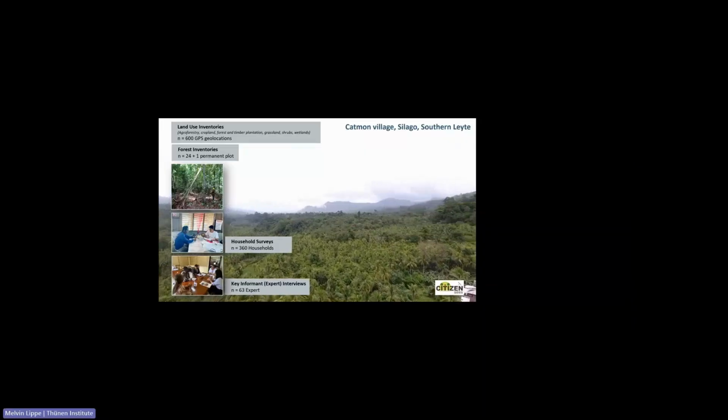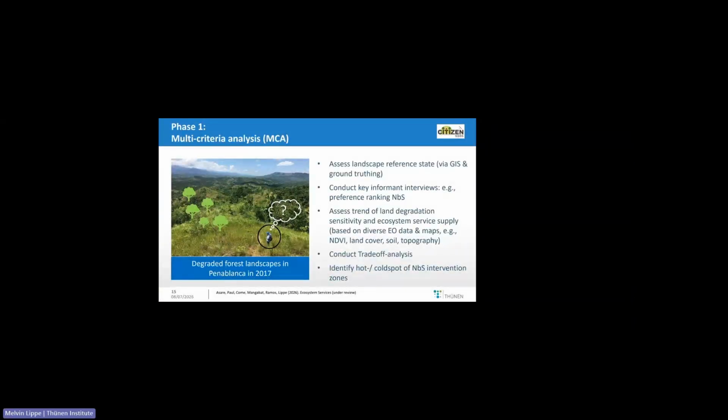Okay, so with that overview, let's look at one of our methodologies in more detail, and then also some of the selected results. So here for phase 1, I'm focusing on the multi-criteria analysis, MCA. I'm using the same photo, and of course the question now is, in this case maybe it's the local village headman, where shall I define potential good locations for nature-based solutions? So what we do in the MCA here, we assess landscape reference dates. We combine GIS and ground truthing together with Earth observation data.